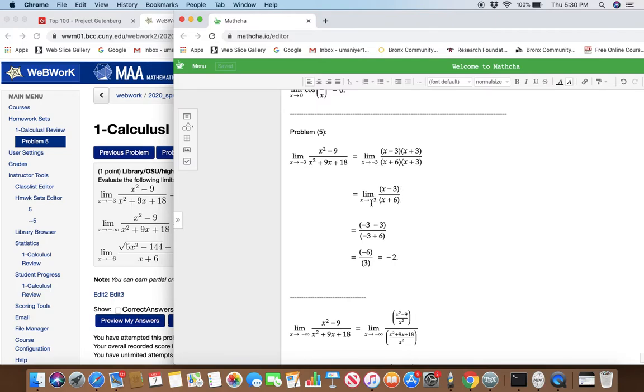Now you substitute negative 3. I get negative 6 upstairs and 3 downstairs. So that is negative 2. Okay.